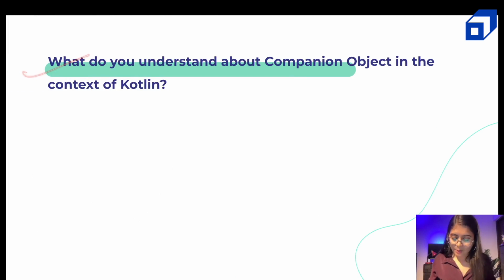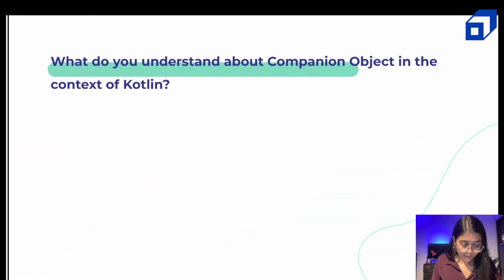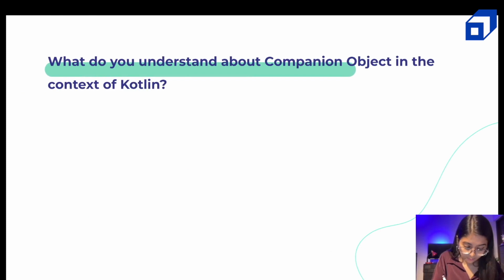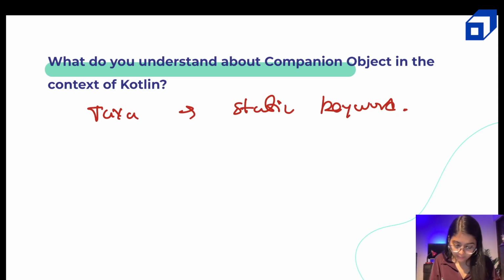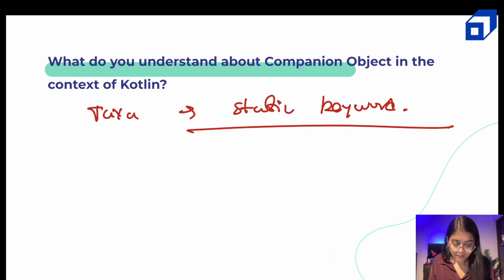Now let's move on to the next question, that is: what do you understand about companion object in the context of Kotlin? So companion objects are important in Kotlin. Okay, so how are they important? In some languages like Java, we have the static keyword, which is used to declare class members and utilize them without creating an object, by simply calling them by their class name.